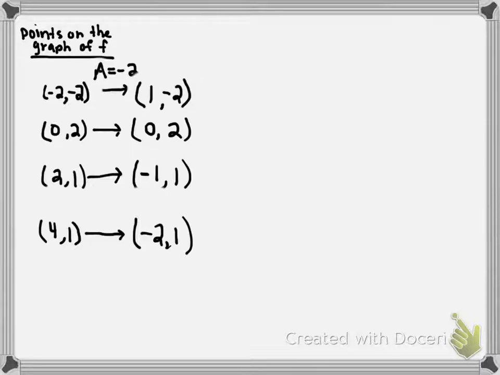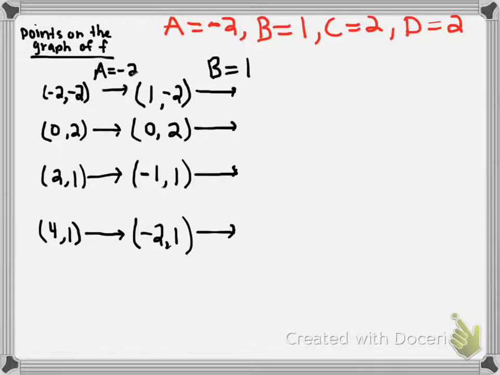Okay, so now what we're going to do is take a look at the effect of capital B. So each of these intermediate points is now going to be transformed again, and this is going to be the effect of capital B. Okay, so now we're going to take a look at the effect of capital B, which is equal to positive 1.